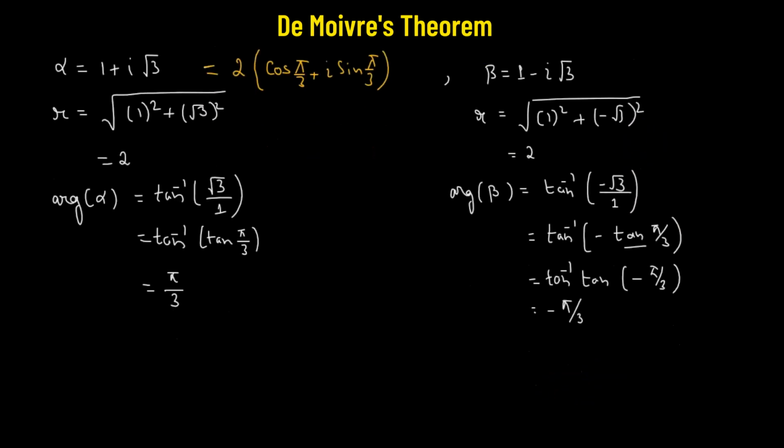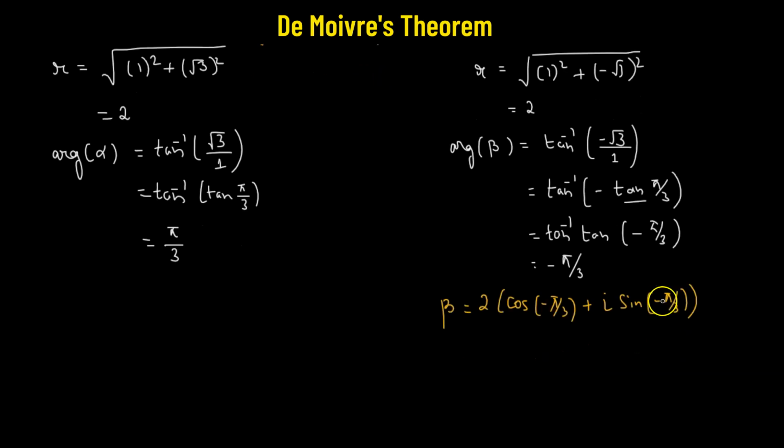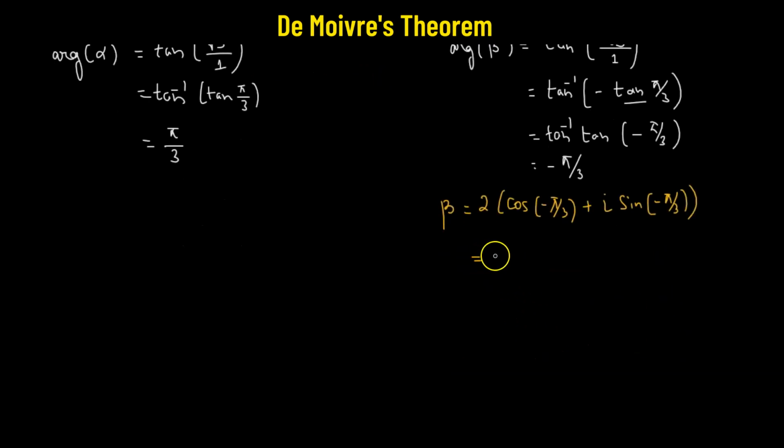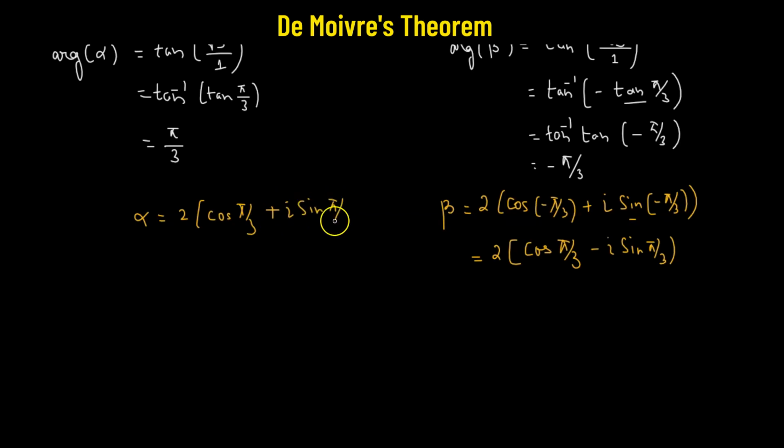So now we'll express beta in polar form. Beta can be expressed as 2 times cosine of negative pi over 3 plus iota times sine of negative pi over 3. Now cosine is an even function, so we have 2 times cosine of positive pi over 3, and sine is an odd function, so we have minus iota times sine of pi over 3. So we have obtained the values: alpha is 2 times cosine of pi over 3 plus iota times sine of pi over 3.